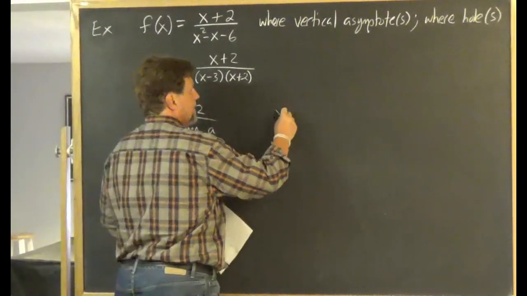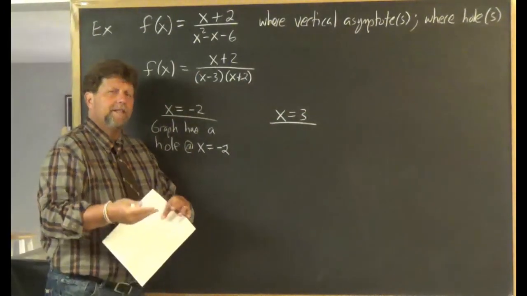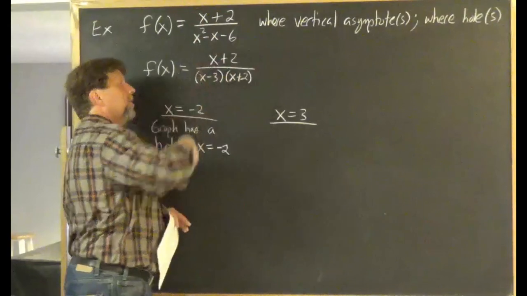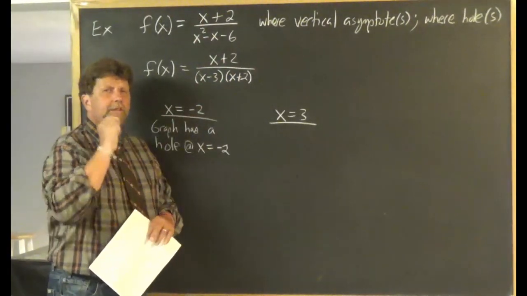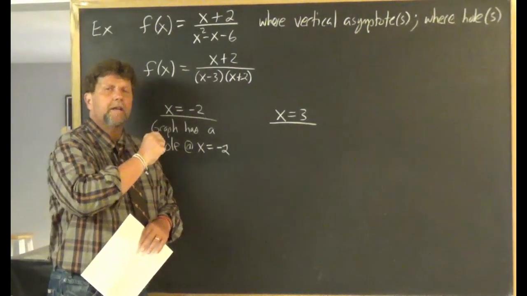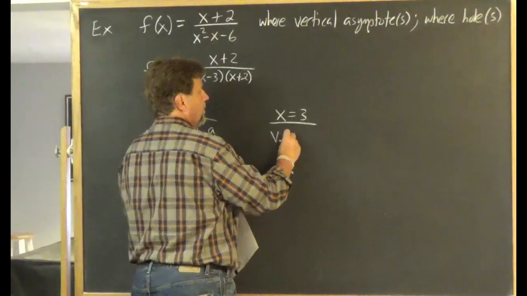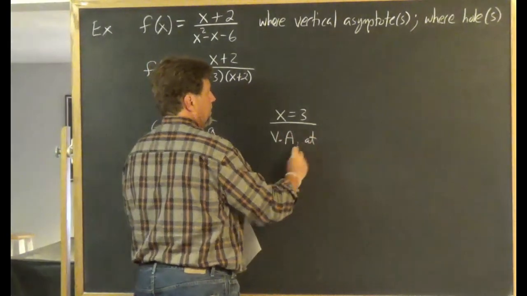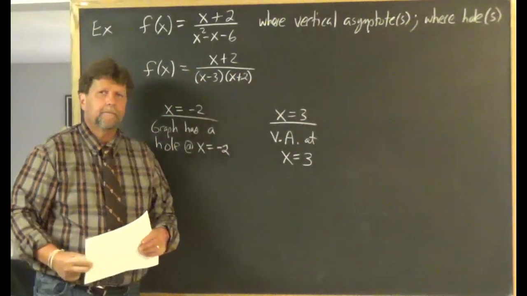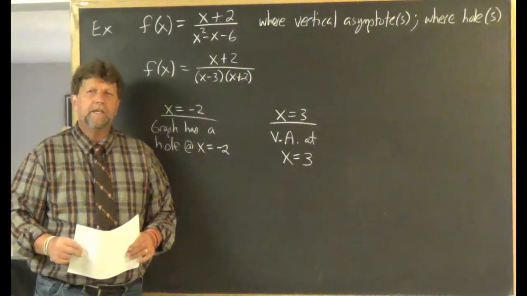All right, let's analyze x equals 3. We know x equals 3 makes the denominator 0. X equals 3 makes the numerator 5. So it's a value of x that makes the denominator 0, but the numerator is not 0. So there is a vertical asymptote at x equals 3. All right, hopefully you got that, folks. Let's head back to the slides and see what is next.